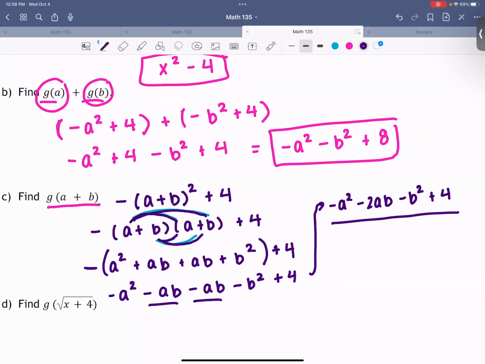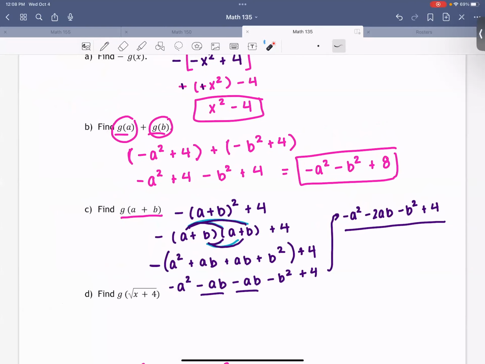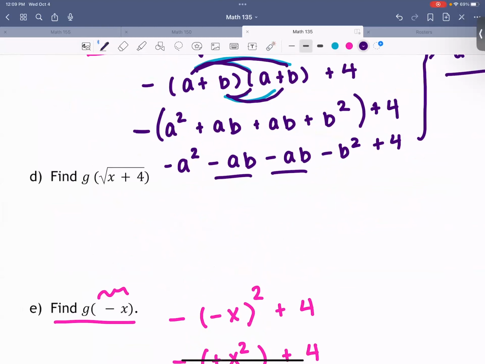All right. So doing g of a plus b is a lot harder than doing g of a and g of b and adding them together. The place where the plus sign is does matter here. Okay. Next one. This one looks a little funky, but I promise you it's not that bad. I want to find g of the square root of x plus 4.